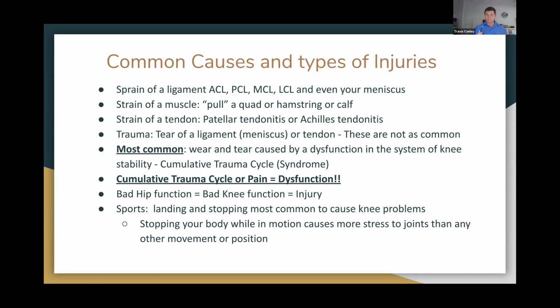Wear and tear is typically going to be caused by a dysfunction within the system. The system can be anything from your core muscles to your hip down to your ankle joint, and everything in between and how it works. Those would qualify as a cumulative trauma cycle or cumulative trauma syndrome. I like the cycle side of that.